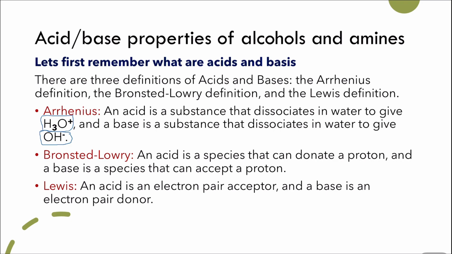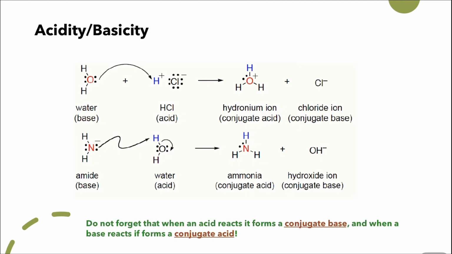The Brønsted-Lowry definition of acids and bases is that an acid is a species that can donate a proton, and a base is a species that can accept a proton. The Lewis definition is that an acid is an electron pair acceptor. So we are not talking about protons here, but about electron pairs. And a base is an electron pair donor. So let's have a look at these.